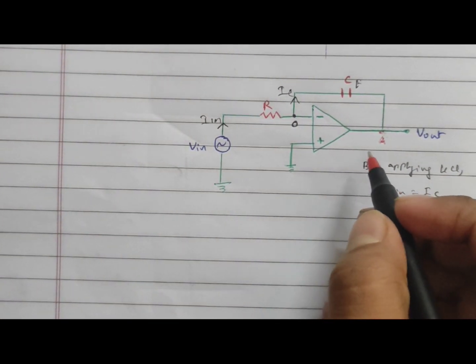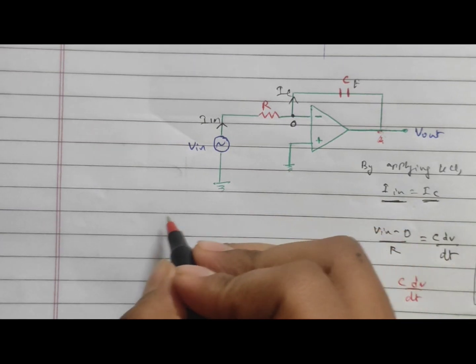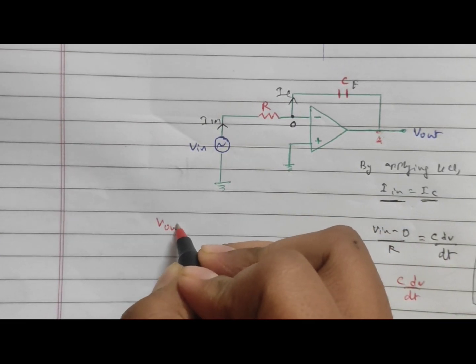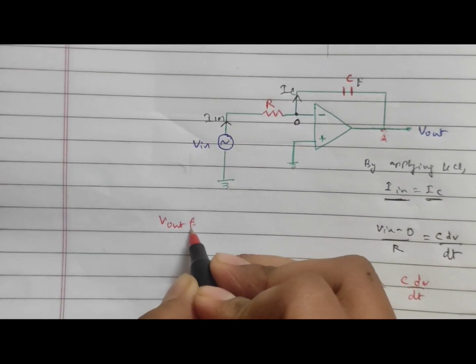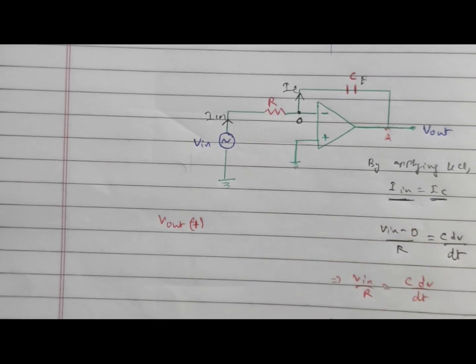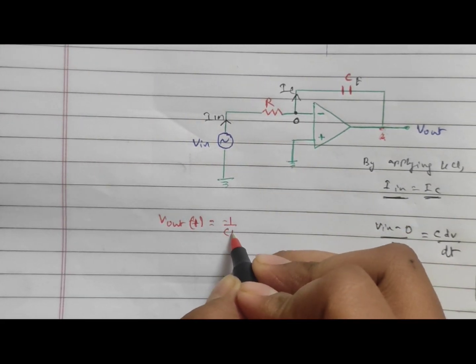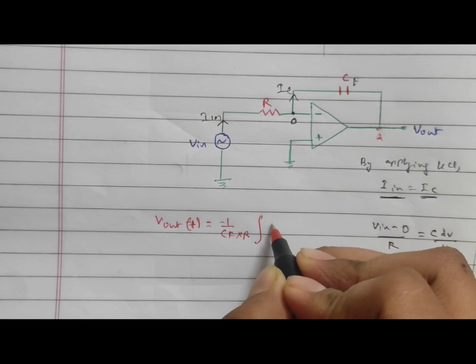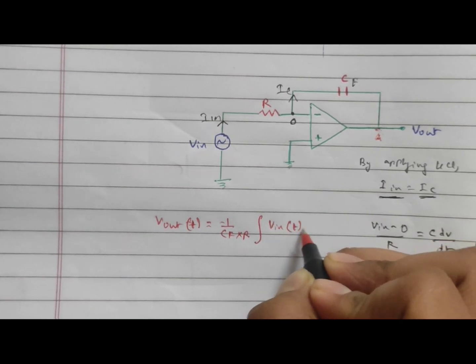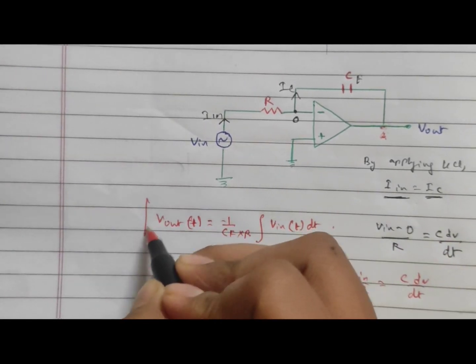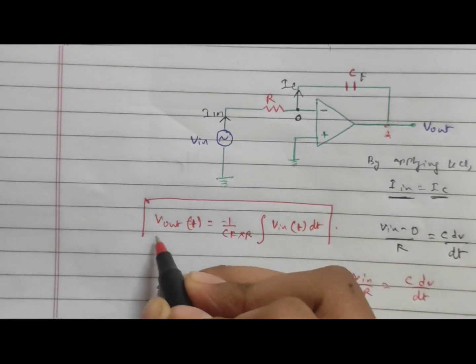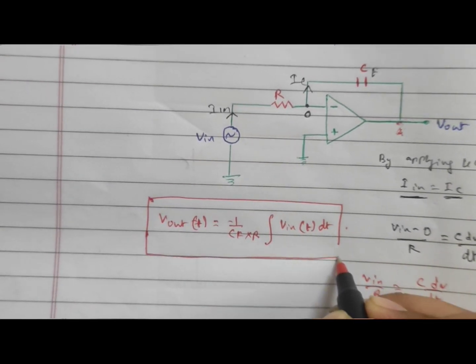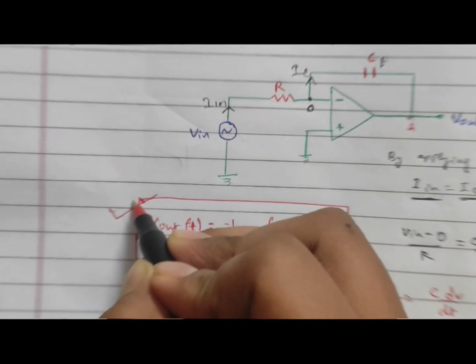So by using this simple circuit, we can actually integrate any input signal that is given to our op-amp. Now let's recall the formula once. Vout is equal to minus 1 by CF into R times integration of Vin dt, where no initial output voltage is present. This is what we learned today.